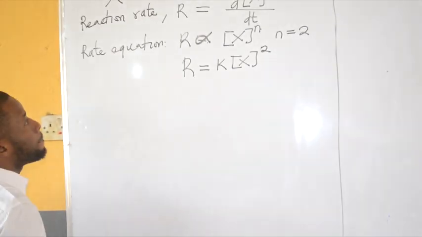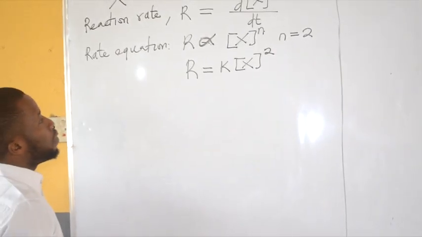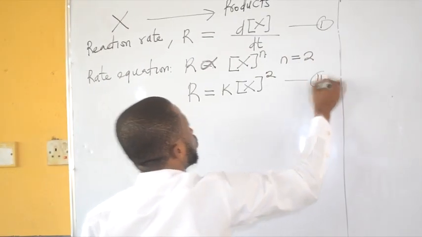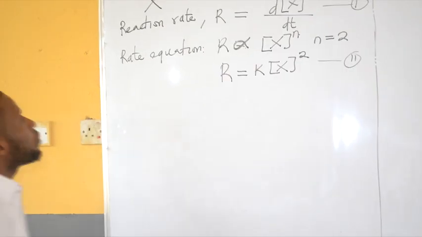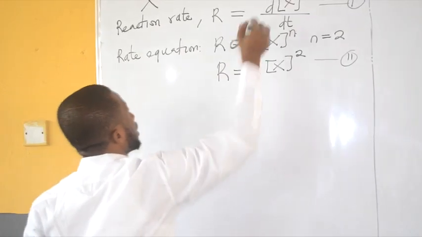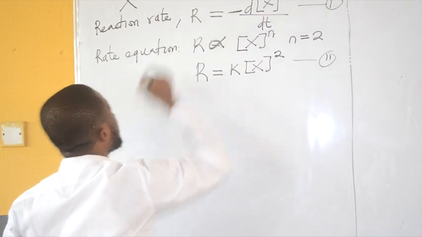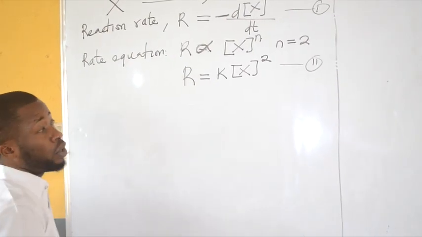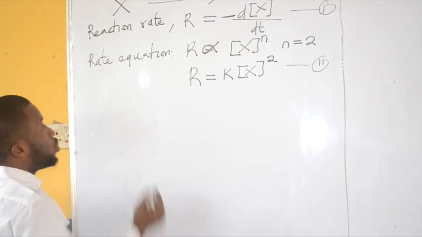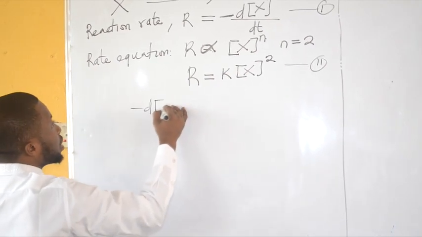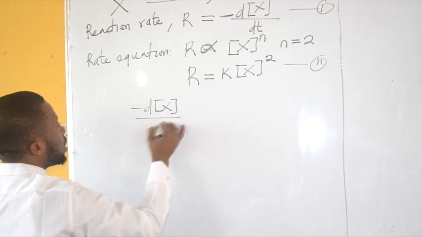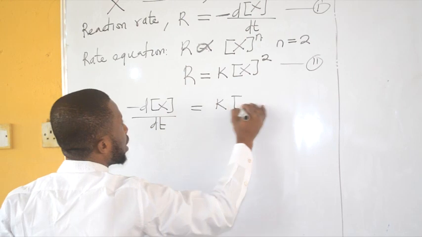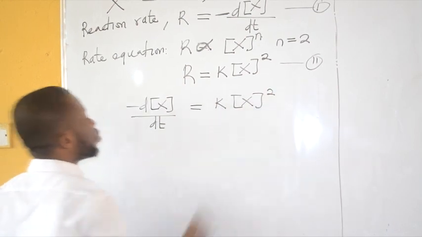So from here, let's call this equation 1 and this equation 2. And of course, there should be a negative sign here because the reactant decreased or reduced to form a product. So I can combine equation 1 and 2 to get negative change in X over the T is equal to K X raised to power 2.